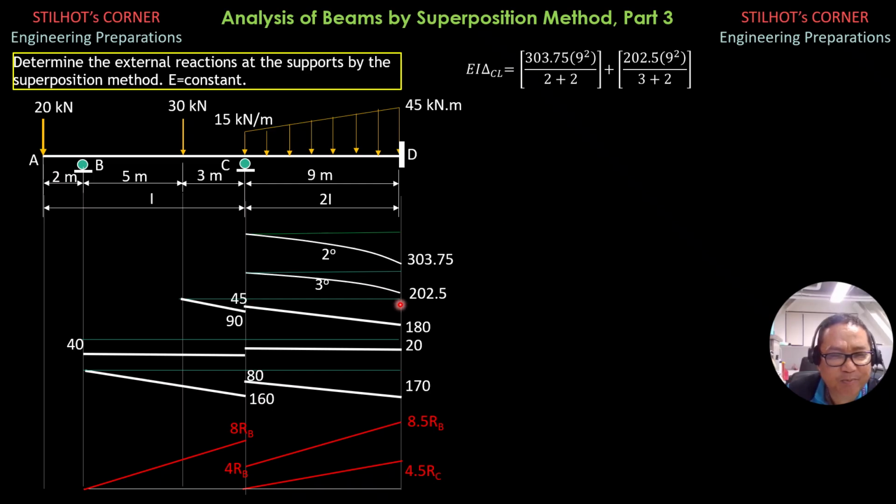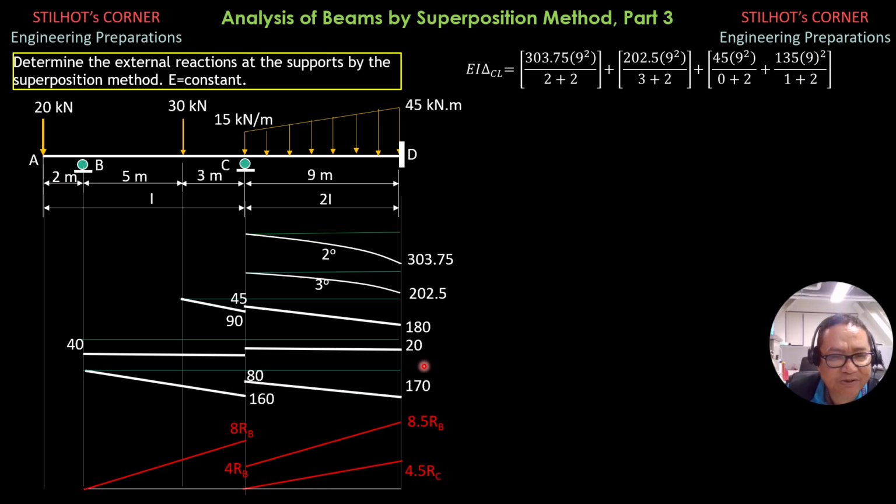For this next moment at the wall, imagine we have a 45 kilonewton meter couple and a couple at the wall due to this first degree curve, where for the first degree curve, the moment at the wall is 180 minus 45 or 135. So for the couple, due to deflection at C, 45 times 9 squared over 0 plus 2. And for the 135 kilonewton meter couple, times 9 squared over first degree plus 2.